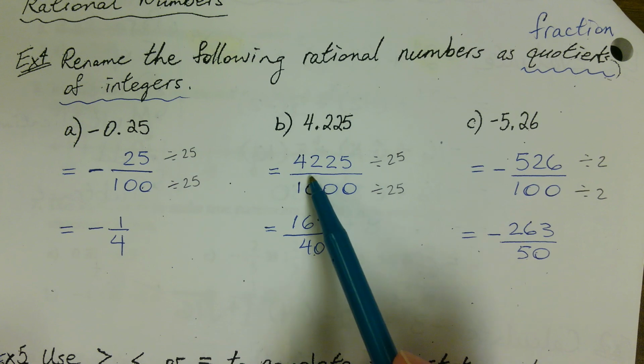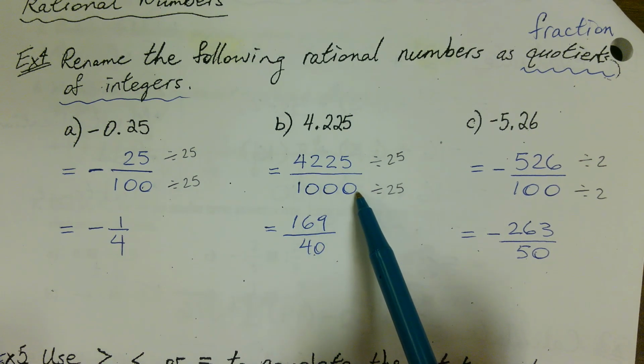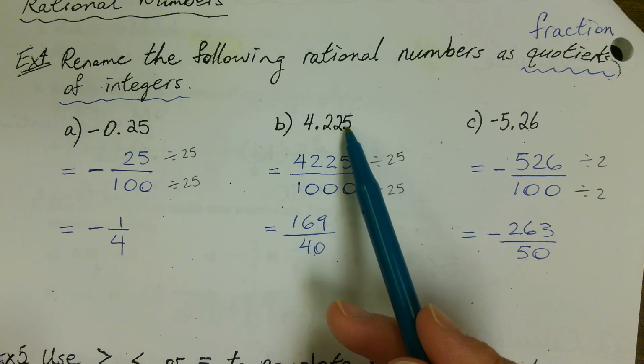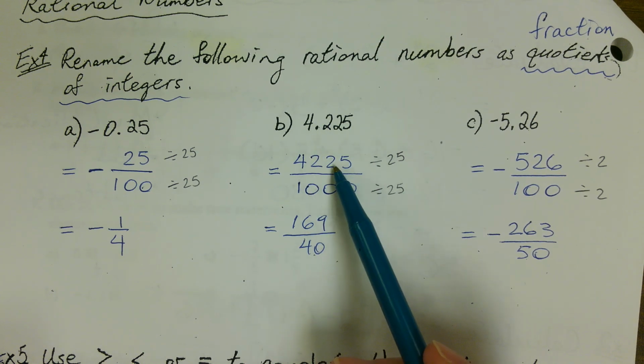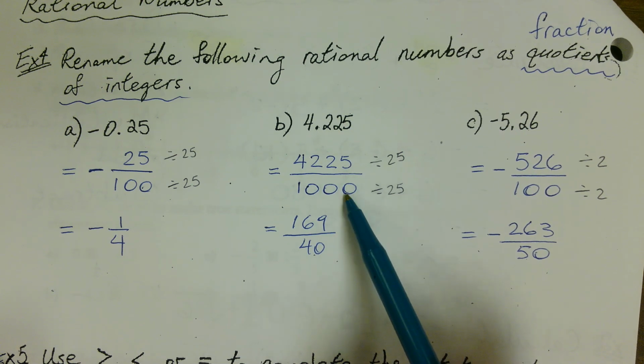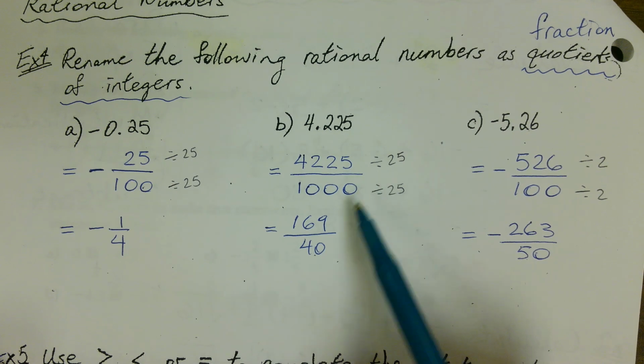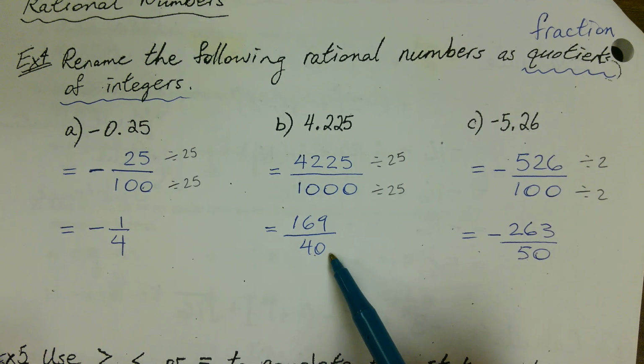This is 3 decimal places. So you can have it over 1,000. So 4.225 is the same as 4,225 over 1,000. And again, I can reduce this fraction by dividing top and bottom by 25. And then I get 169 over 40.